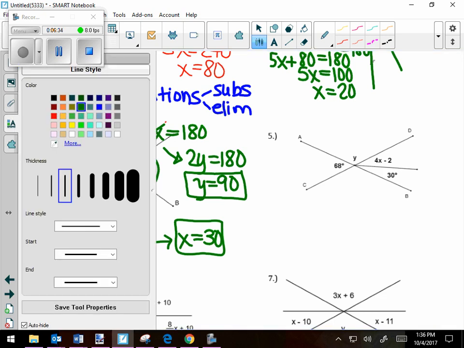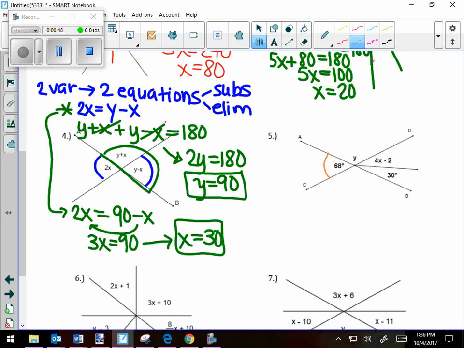If we move on to the next question, question 5, it's a little easier than the one we just did. When I look at this, I immediately see that there are two straight lines that cross. AB and CD do intersect, which means that this 68-degree angle should be equal to this angle over here. This angle over here is made up of two parts, but those two parts still add to 68 degrees. So that means that my 4x minus 2 plus 30 is going to equal 68. So this is 4x plus 28 equals 68. 4x equals 40. And then I end up getting that x is 10.